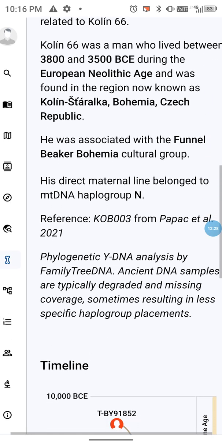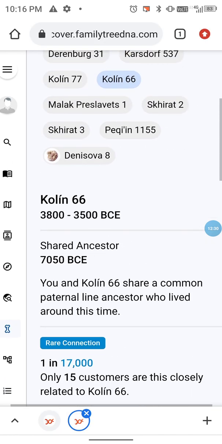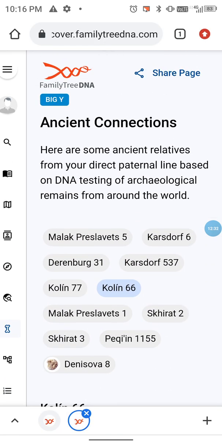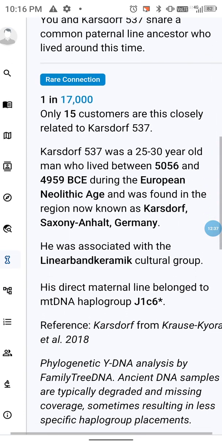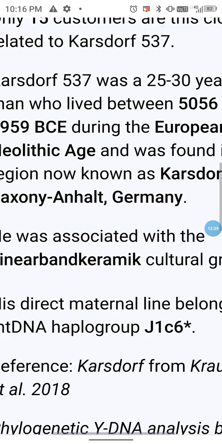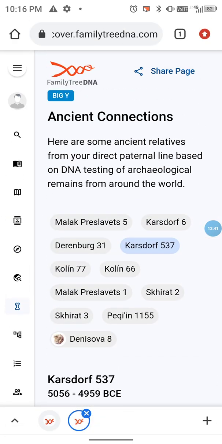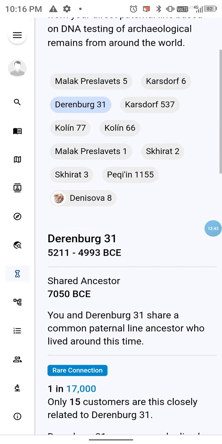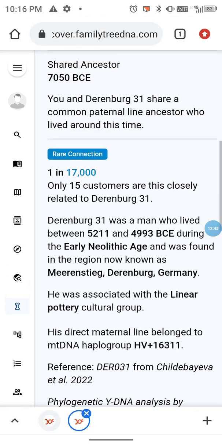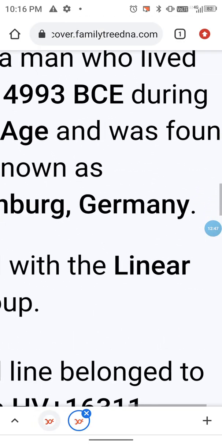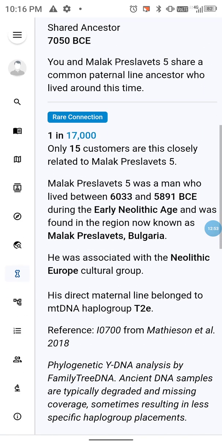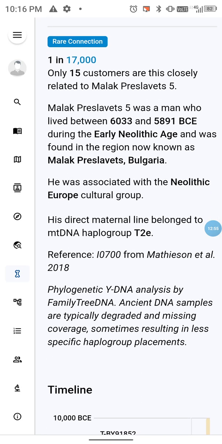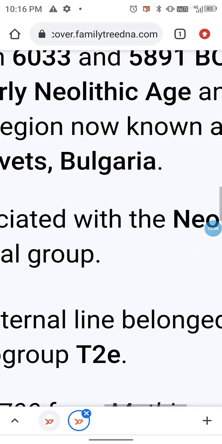And they are from the Czech Republic. They are from Germany. So you can see here, see what it says there, Germany. They are from, again, another archaeological site in Germany. Okay. And Bulgaria. Okay.